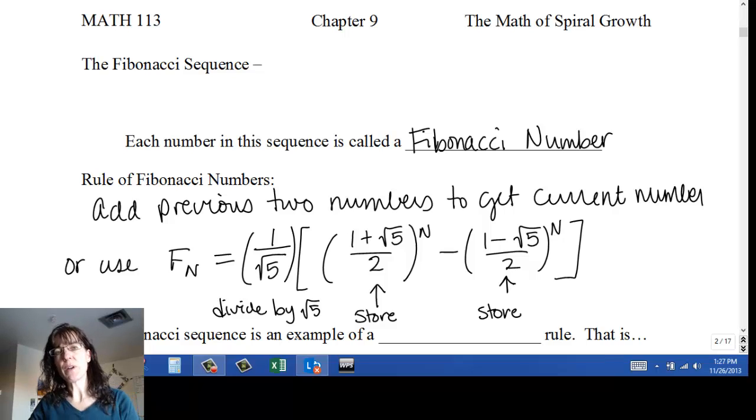It says 1 over the square root of 5 times, and you could do it that way as well, but really you're just needing to divide that whole result in the big square brackets by the square root of 5.